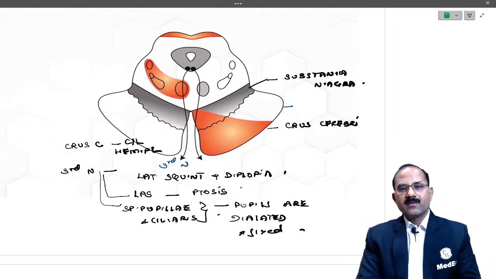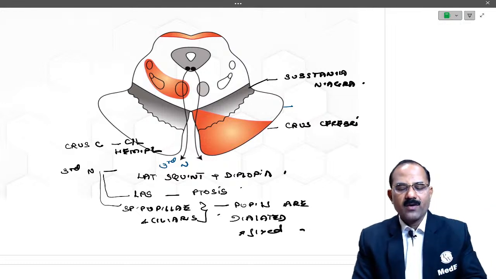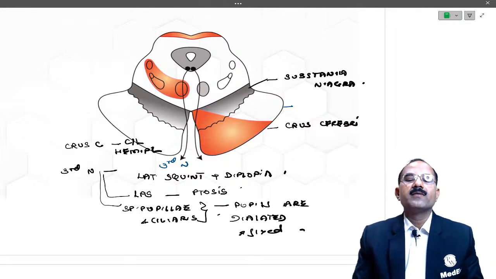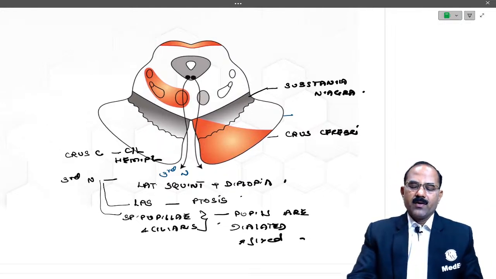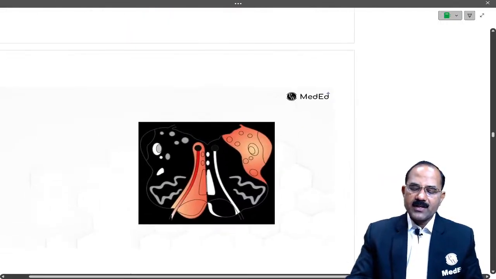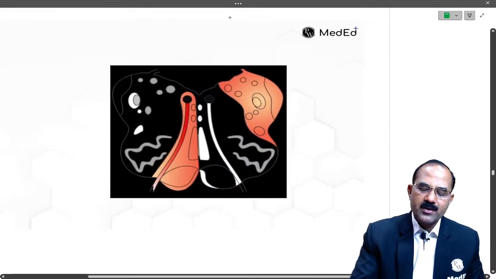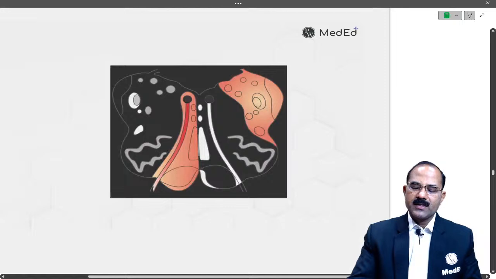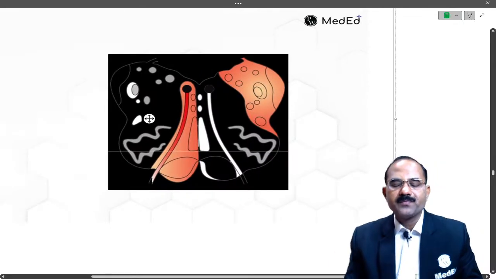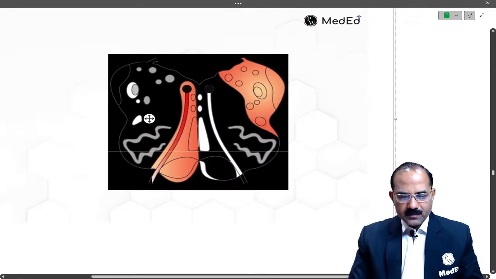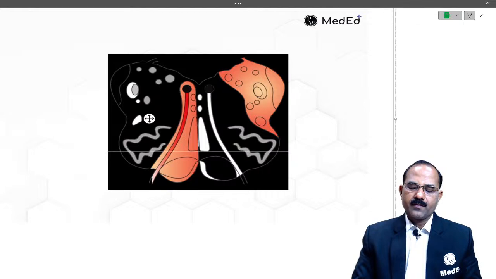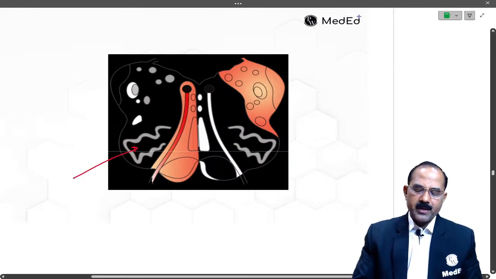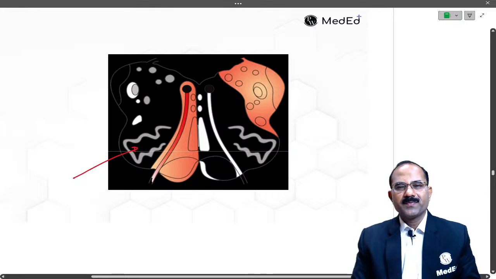Yes children, nearly second to sixth, all the professional exams are starting. Second to sixth. Okay, now see, what is this section taken from? Can anyone tell me where the section is taken from? You can see this section. What is this section taken from? If you identify this, you'll be able to identify the section.